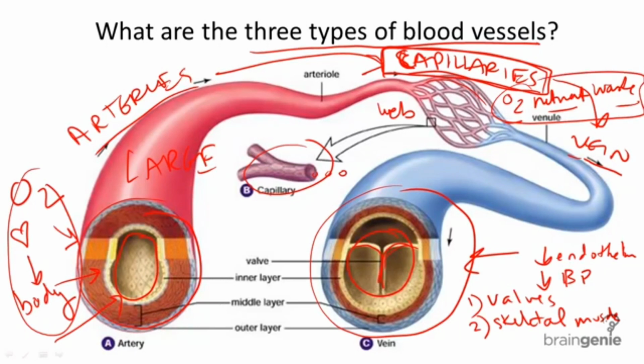About 30% of your blood in circulation will be in your arteries, about 5% will be in your capillaries, and the remaining 65% in your veins.